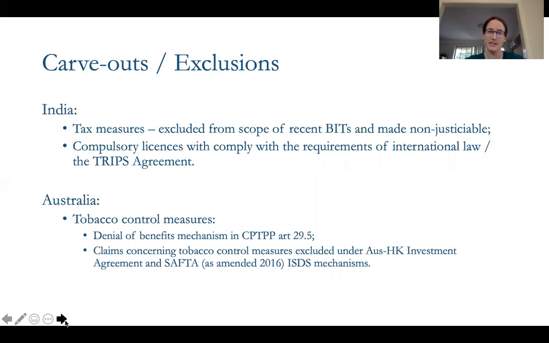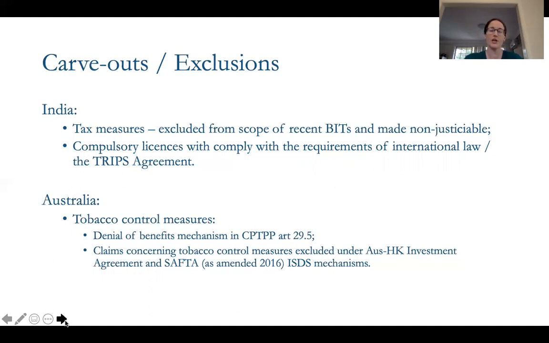In the case of India's treaty practice, the most notable example is the exclusion of tax measures. While many countries exclude tax measures from the scope of investment chapters, or at least from certain obligations within investment chapters, India's exclusion goes well beyond this by making it non-justiciable. The carve-out itself says that if a state asserts that a measure is a tax measure, that assertion cannot be reviewed by an arbitral tribunal, and that assertion can be made either before or after the initiation of arbitral proceedings. So it's quite a strong carve-out in that respect.